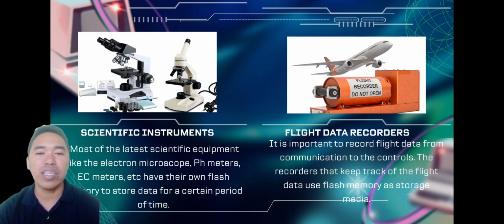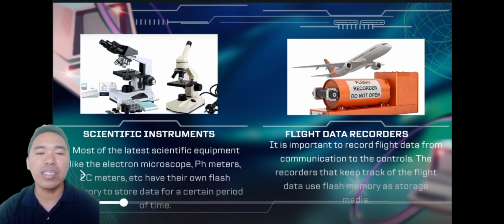And lastly is the flight recorder. It's an electronic recording device placed in an aircraft for the purpose of facilitating the investigation of aviation accidents and incidents, also known as the black box.